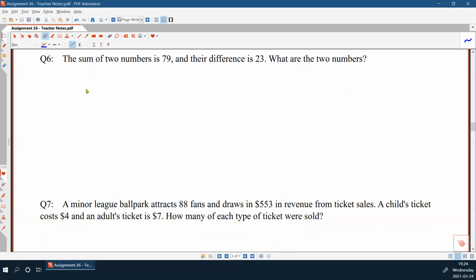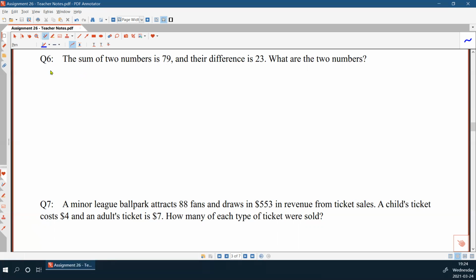Okay, from question 6 to question 18. These are the word problems, right? Or you can call this application problems. So there's another step called mathematical modeling. You need to translate English expression into mathematical language, which means equations or system of equations, right?